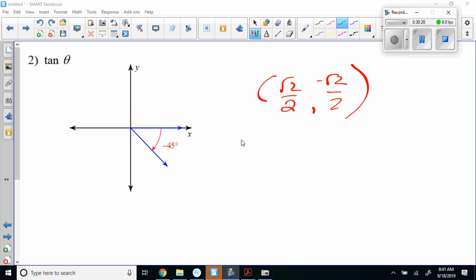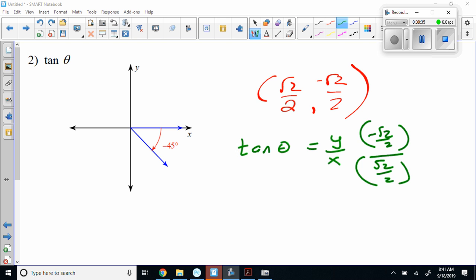So the tangent of theta is what? Y over what? Right? Y'all with me? So negative square root of 2 over 2 divided by square root of 2 over 2. Ladies, what is anything over itself? 1. And this just happens to be what?